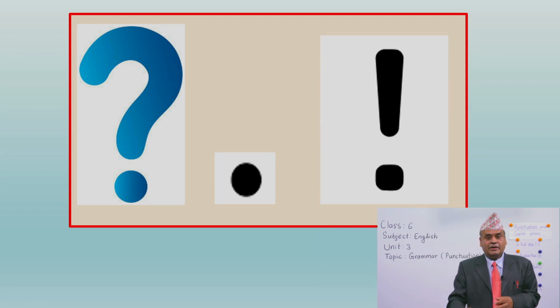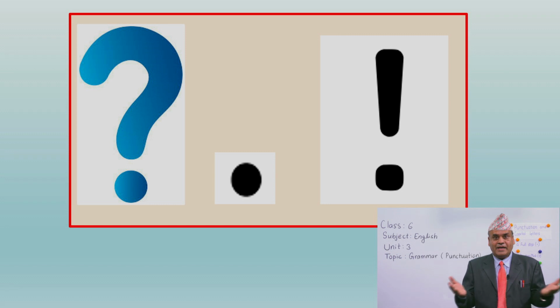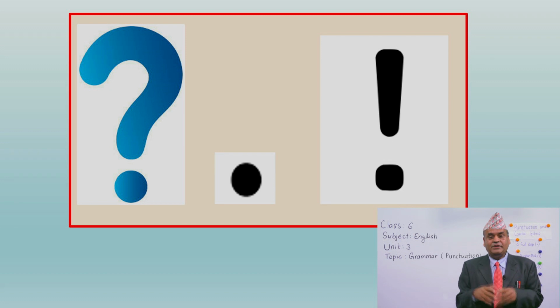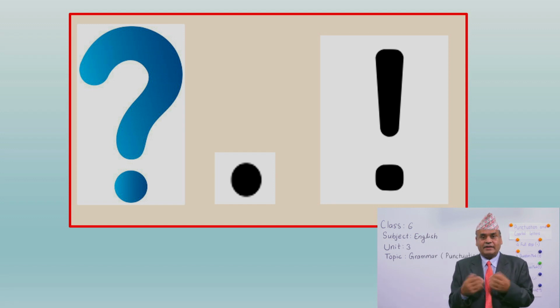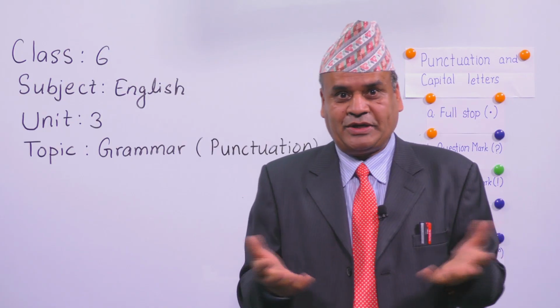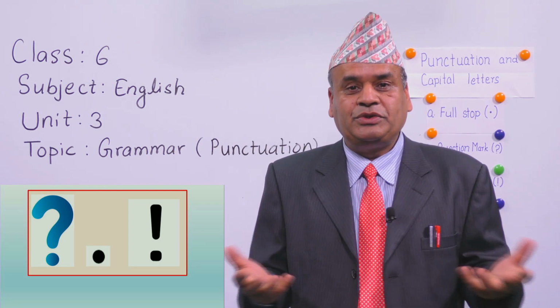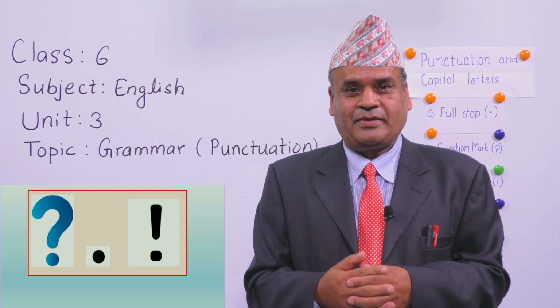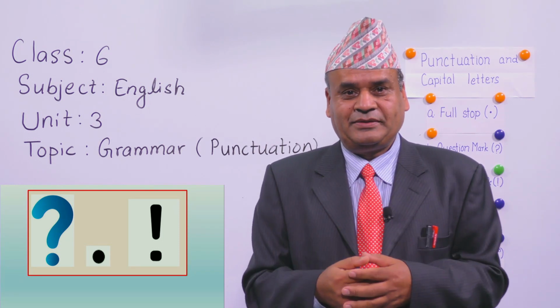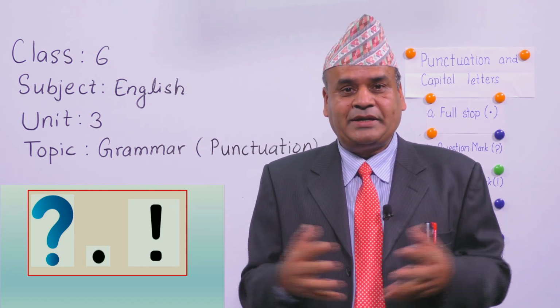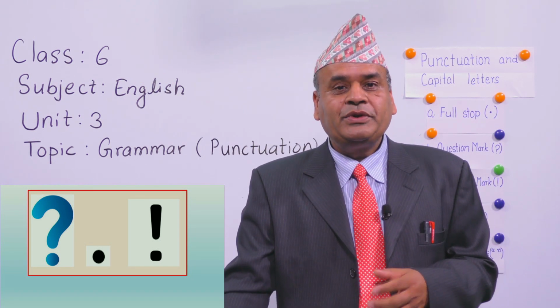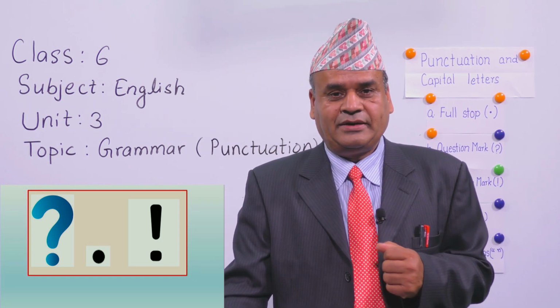Next, what's that? Do you see that in your book? Okay, so you see that. What's that? Yes, that's an exclamation mark, sign of exclamation, right? So different marks are used with different sentences. It depends on the nature of the sentence, the kind of sentence.